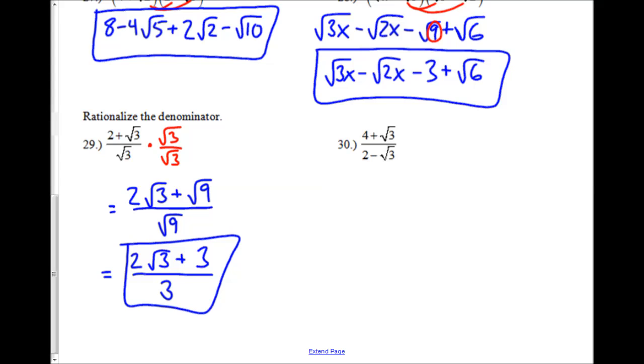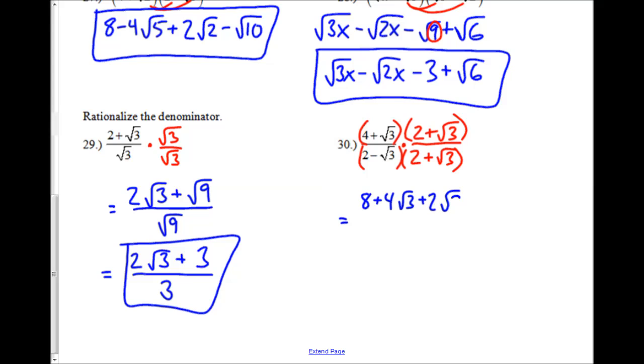For number 30, I want to do the same thing, except when I have a binomial here, in order to get rid of the radical symbols, I need to multiply by the conjugate. So instead of 2 minus root 3, I do 2 plus root 3. Okay? Which means in my numerator, I'm going to have to FOIL. In the denominator, I'm also going to have to FOIL. When I do that, in the numerator, I distribute the 4. That gives me an 8 plus 4 root 3. I distribute the root 3. That gives me a plus 2 root 3 plus the square root of 9.